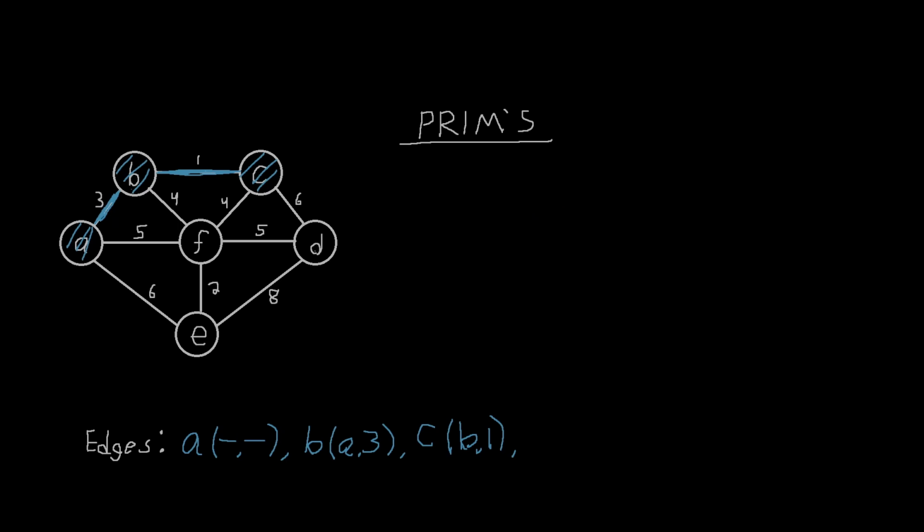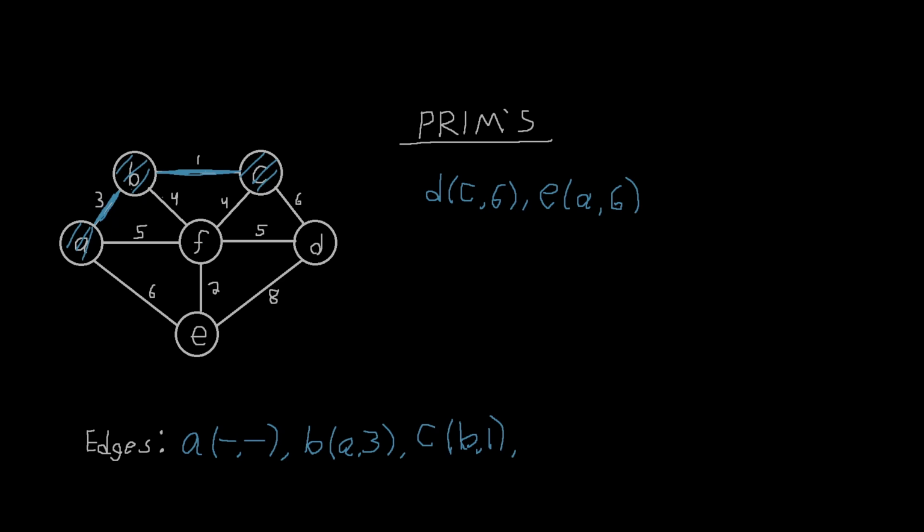So now when we look at D, we actually have a way to get there now through C. So now we can say we go to D from C with a weight of 6. And now we can look at E, and we can see that C does not actually help us here. And so we're going to go to E from A with a weight of 6. And now we can look at F.